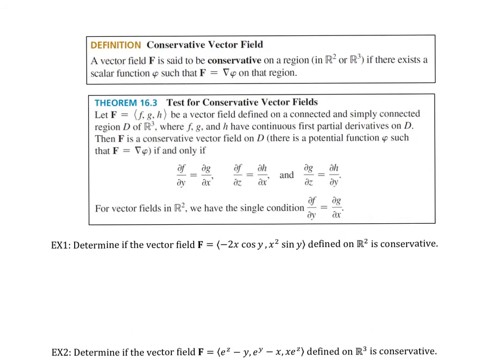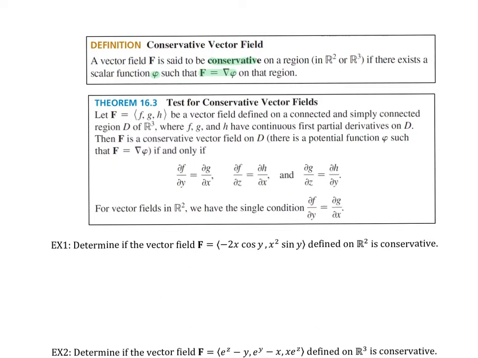Well, the next thing we're going to do is talk about conservative vector fields. So a vector field is conservative, and it can be on 2 or 3-dimensional space, if there's going to exist a function phi, so we're going back to our potential function, such that the vector field is equal to the gradient vector field of phi.